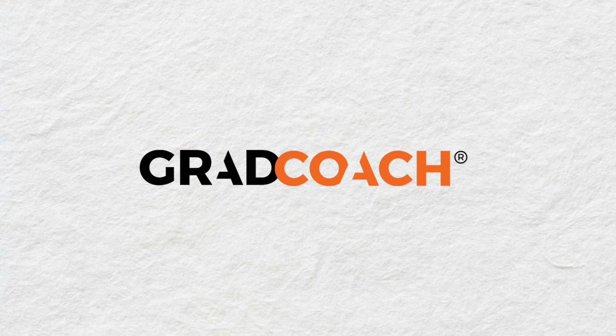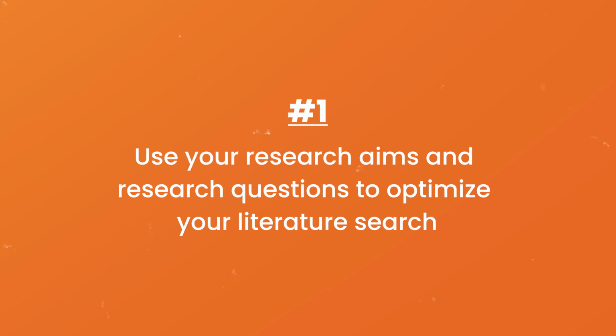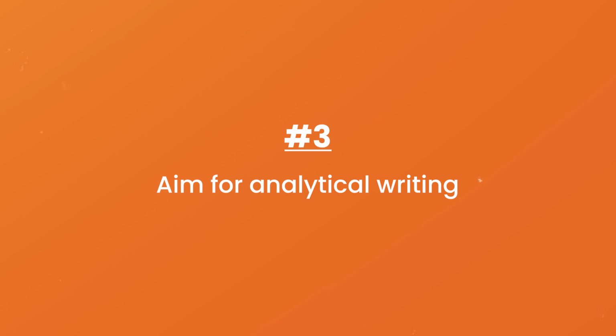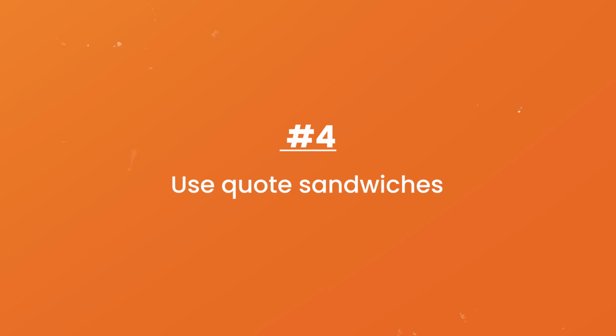We'll be fine. Right. So to recap, the four little cheat codes that we have covered in today's episode are: number 1, to use your research aims and research questions to optimize your literature search or to lead your literature search. Number 2, to plan out some sort of structure before you start writing. The before is the emphasis there. Number 3 is to aim for the analytical as opposed to the descriptive. And how could we forget number 4, to make use of those quote sandwiches.